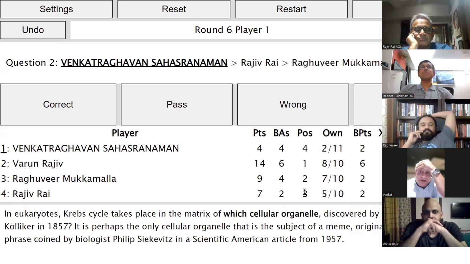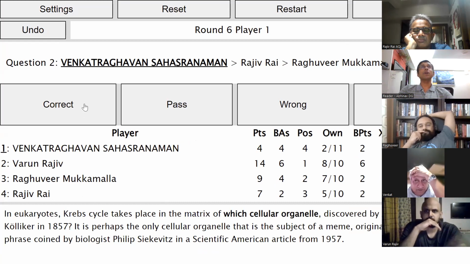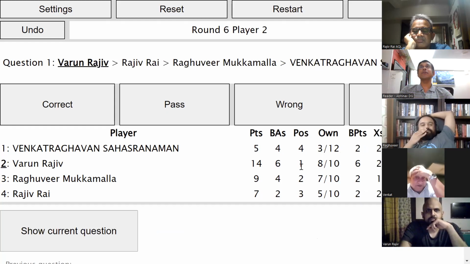And Venkat. The eukaryote's Krebs cycle takes place in the matrix of which cellular organelle discovered by Albert von Kolliker in 1857? It is perhaps the only cellular organelle that is the subject of a meme originating from a phrase coined by biologist Philip Siekevitz in a Scientific American article from 1957. Mitochondria. Is the perfect answer. I hope one of you will educate me on what memes can be made of mitochondria.